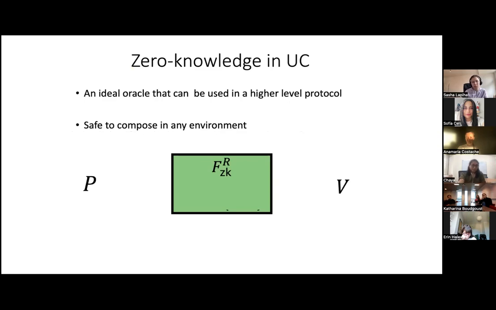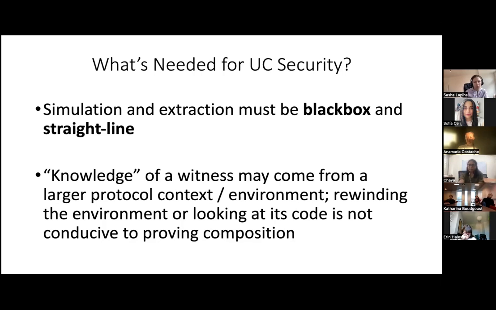When we think about zero knowledge in UC, we really want a functionality as follows, where there is an ideal oracle that can be used in any higher level protocol, and it is safe to compose in any environment, where this box just computes the relation on X and W given by the prover and says yes or no to the verifier. So what is needed for UC security? What do we need from a zkSNARK in order to show UC security? We need both simulation and extraction to be black box and straight line, because we cannot rewind the environment and we cannot be non-black box in the environment.